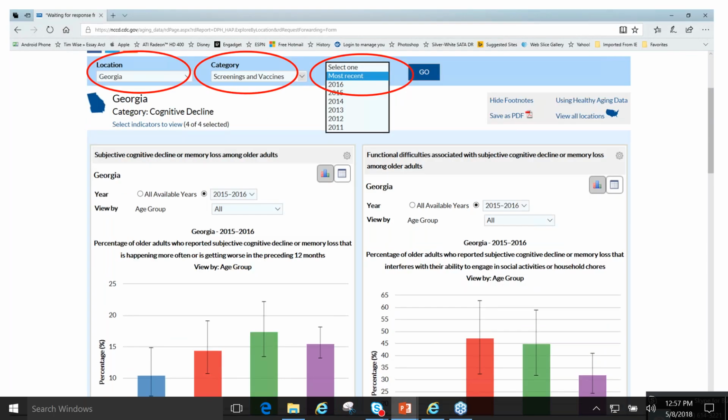It's easy to switch to produce graphs and tables for different locations, different categories, and different years in the Explore by Location module. Simply click on the drop-down menu for each and make your choice. Next slide, please.